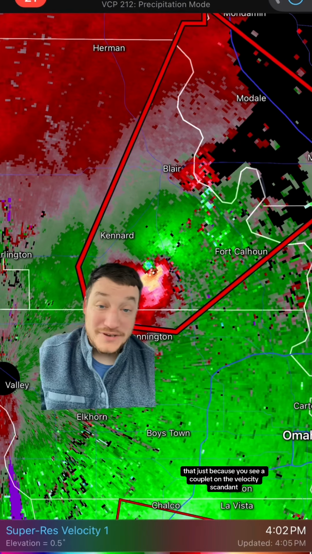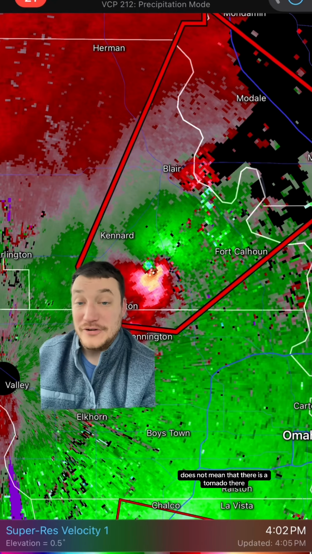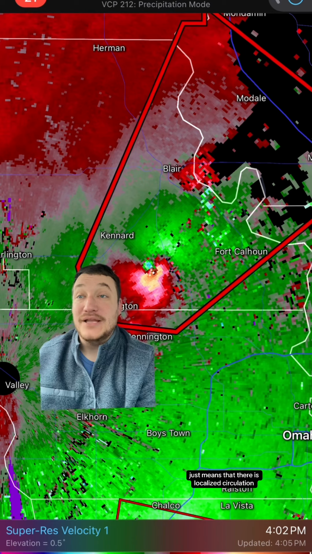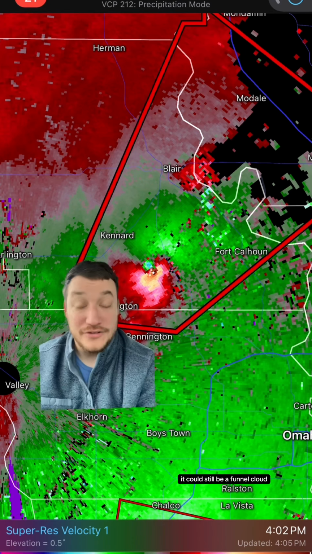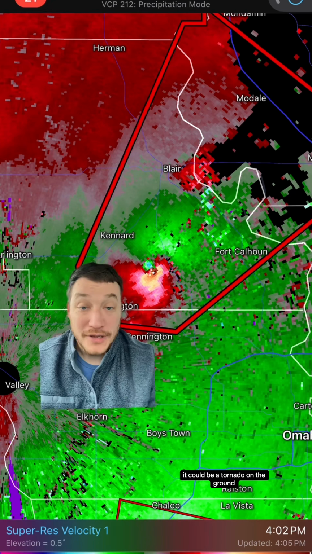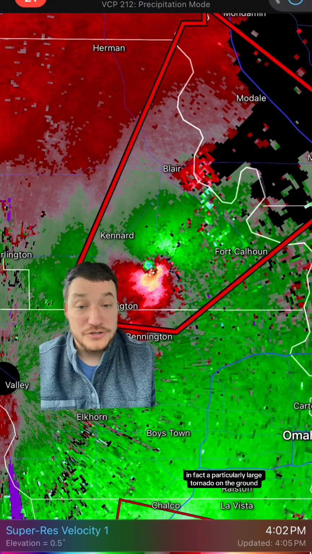Now, it's important to remember that just because you see a couplet on the velocity scan, it does not mean that there is a tornado there. It just means that there is localized circulation that could indicate a tornado. It could still be a funnel cloud. It could be a tornado on the ground. This one in particular was a tornado on the ground. In fact, a particularly large tornado on the ground.